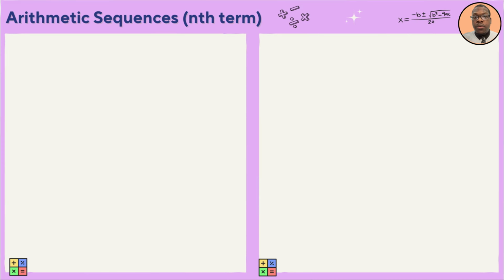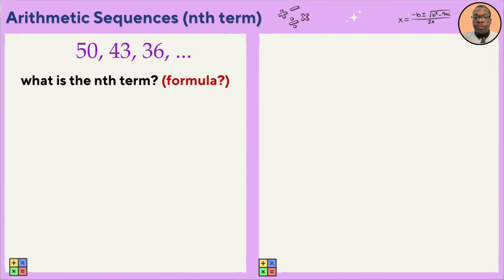Now let's look at a few other sequences and see if we can figure out the nth term pattern as well. We'll start with 50, 43, 36, so on and so forth. And again, you can solve any term in the sequence with the 1, 2, 3 steps of the nth term pattern. We're trying to determine, can we get the formula that will help us get any number in the sequence? So what is the nth term? Or what is the formula that will get any term in the sequence? It's just an easy 1, 2, 3.